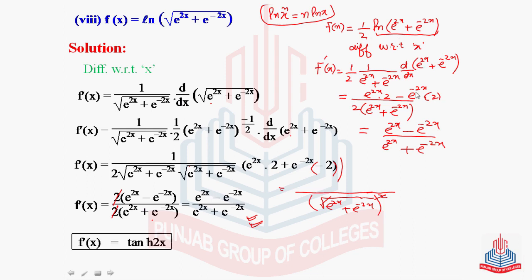And finally, this is actually the definition of tan hyperbolic 2x. So this can be used as an answer, and this is actually a conversion of this function in the form of tan hyperbolic 2x.